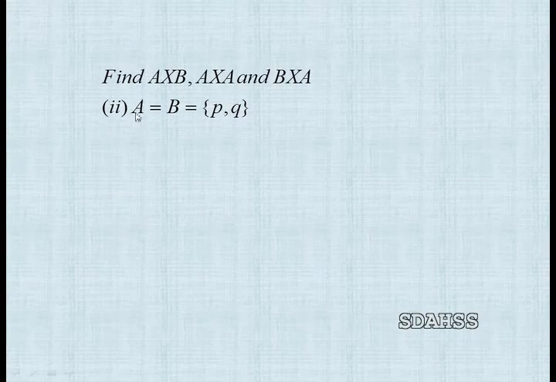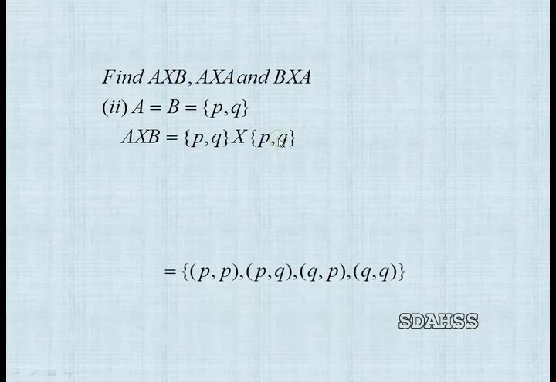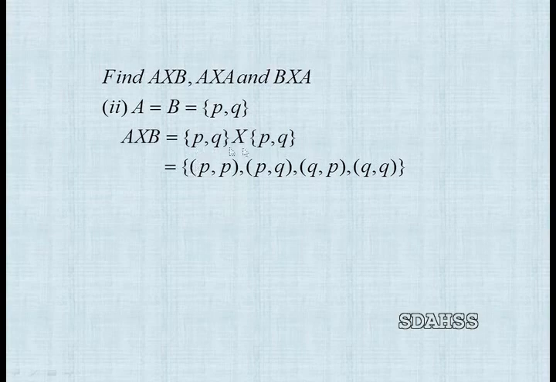Subdivision 2. A is equal to B is equal to the set {P, Q}. Here both the sets are equal. First you have to find A cross B, which is equal to, here the set A {P, Q} cross set B is also the same elements {P, Q}. Find the Cartesian product. This can be written as (P, P), (P, Q), (Q, P), (Q, Q).